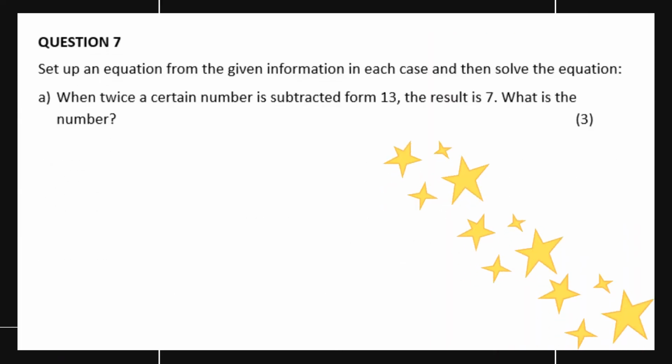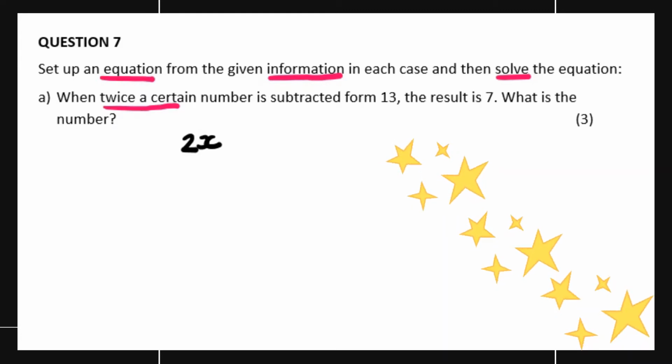Question 7 reads that we need to set up an equation from the information that we are given. And after we have set up this equation, we need to solve it. Let's look at number A. It says that when twice a certain number, to express twice a certain number means to double it. So we would multiply a number by 2. I'm going to choose the letter X, but you can use any letter in this instance.